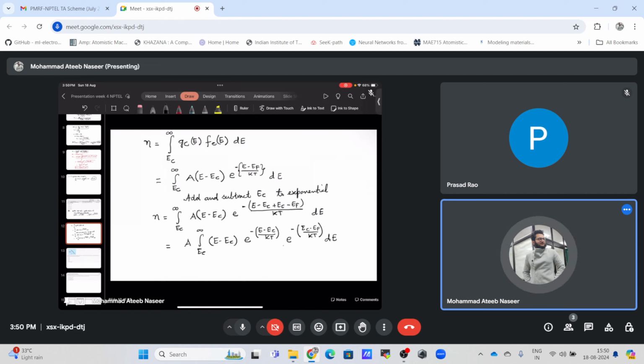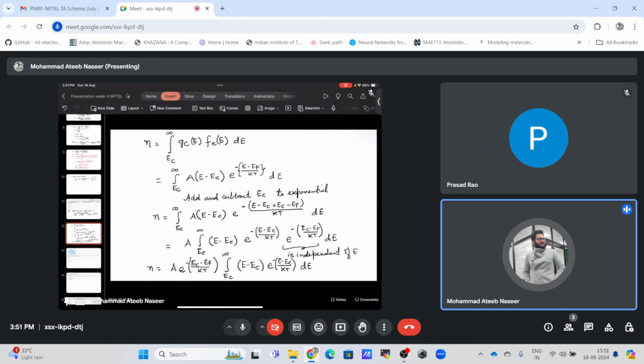This term is independent of energy, and hence we can take it out of the integral, and we can write N to be equal to A times exponential of minus (EC minus EF) by KT, times the integral from EC to infinity of E minus EC, exponential of minus (E minus EC) by KT, dE. That's one thing we got over here.